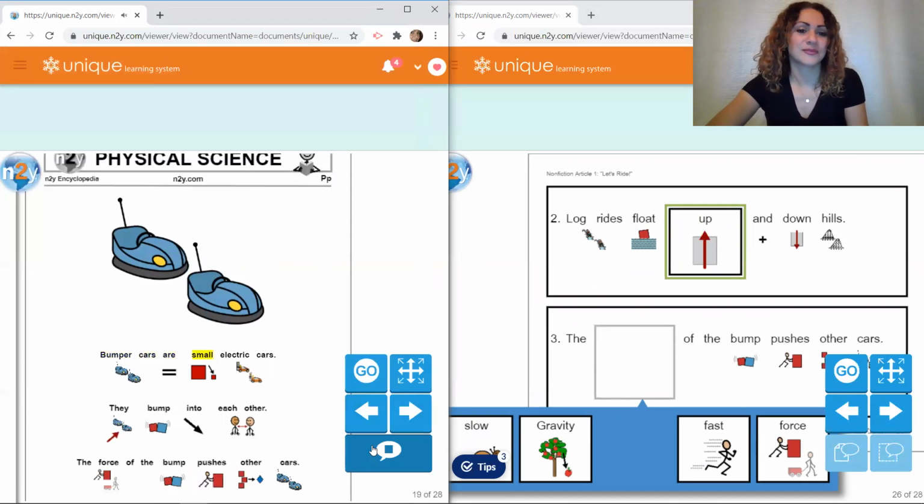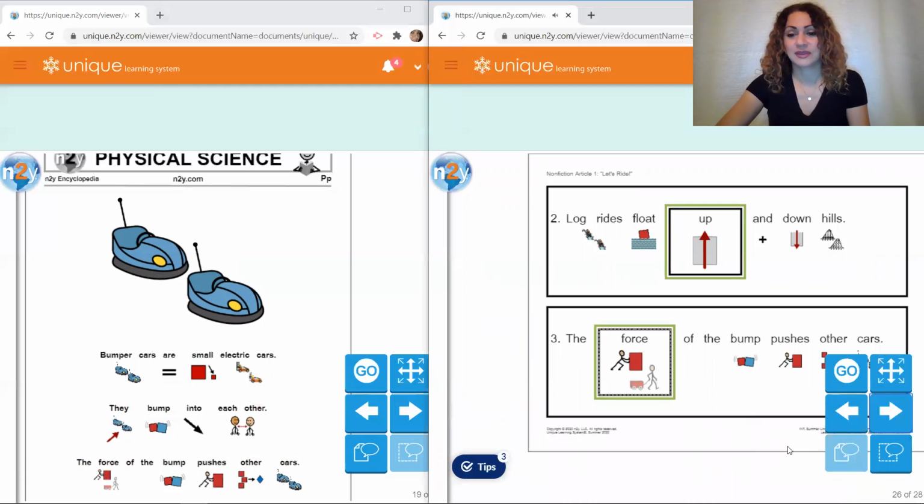Bumper cars are small electric cars. They bump into each other. The force of the bump pushes other cars. Where's force? Right there. Let's click on force. Got it. Let's reread it. The force of the bump pushes other cars. Good job.